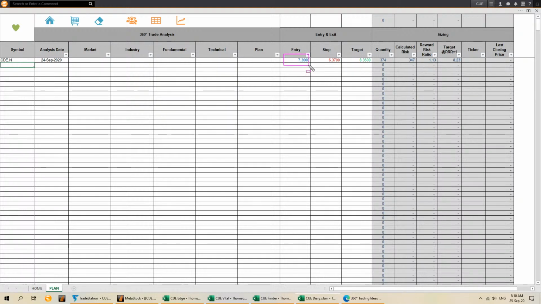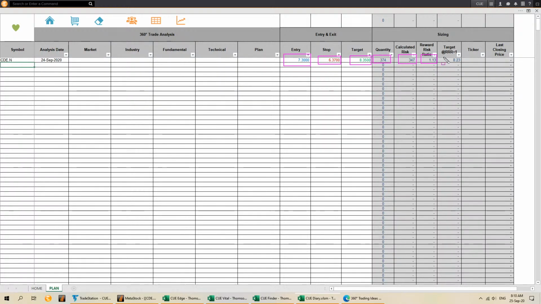Now you see the entry price is planned to be 7.3. Stop, using the Q protection signal, is 6.37. My target is the memory resistance line, 8.35. Now the Q Diary is telling me that if that is the case, then I may buy 374 shares. That will be a risk of $347.